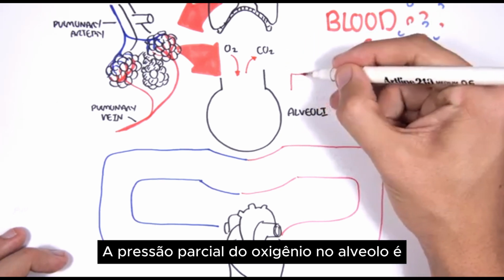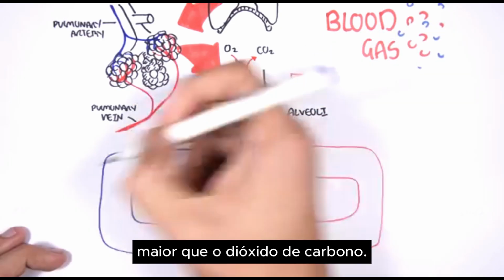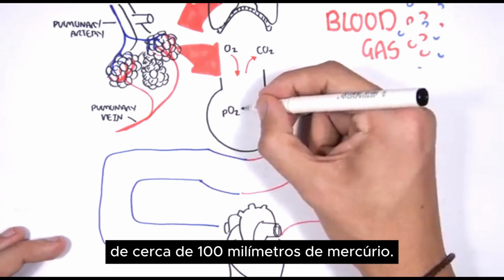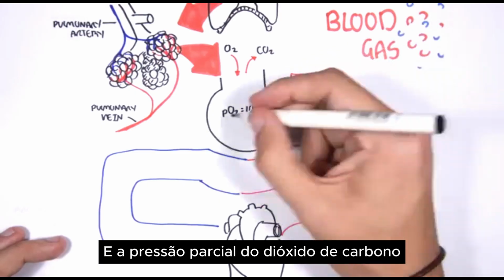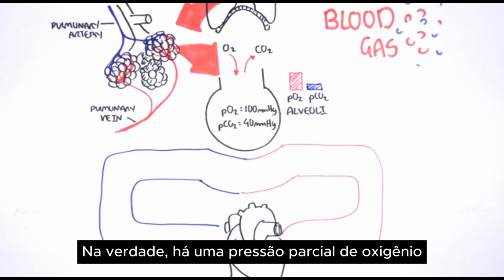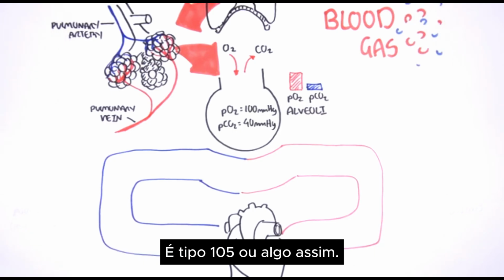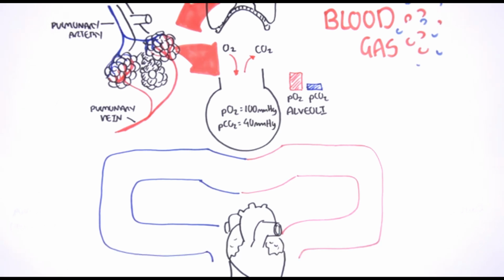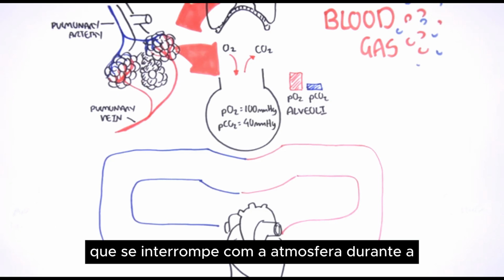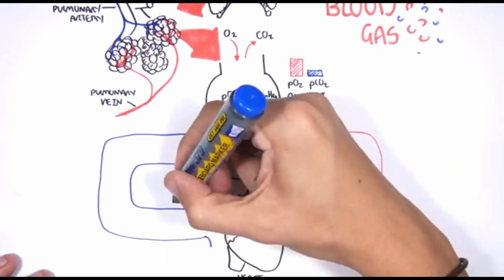The partial pressure of oxygen in the alveoli is higher than carbon dioxide. The partial pressure of oxygen in the alveoli is about 100 millimeters mercury, and the partial pressure of carbon dioxide is about 40 millimeters mercury. There's actually a slightly higher partial pressure of oxygen in the alveoli. It's like 105 or something, but 100, just remember 100. Anyway, so this is the partial pressure that exchanges with the atmosphere during inspiration and expiration.